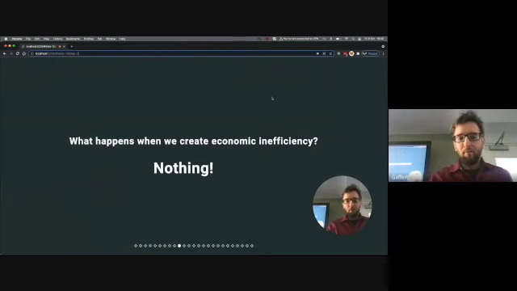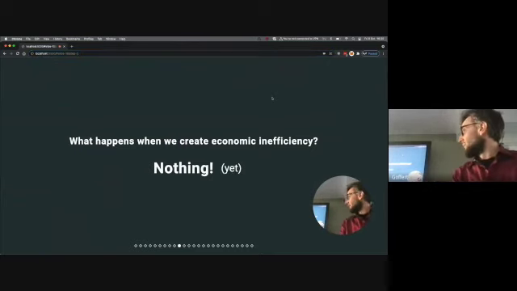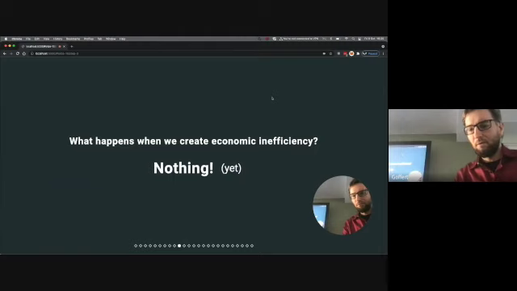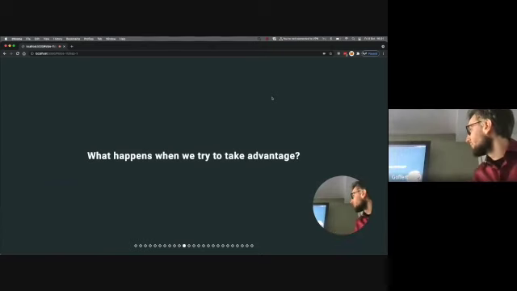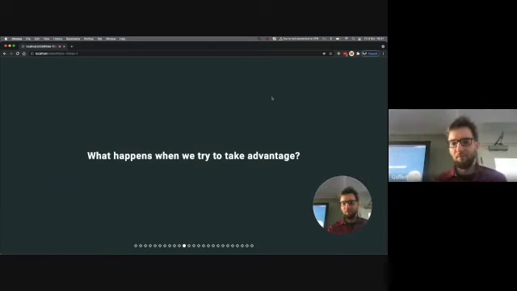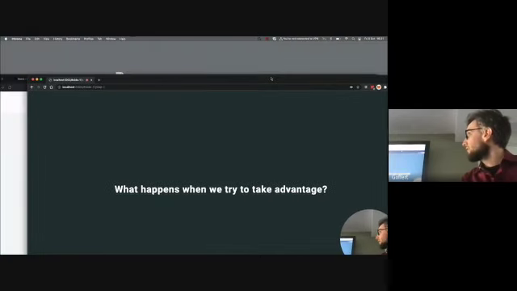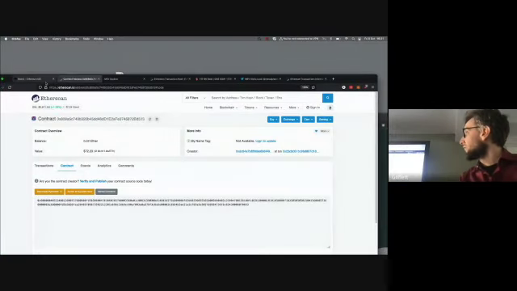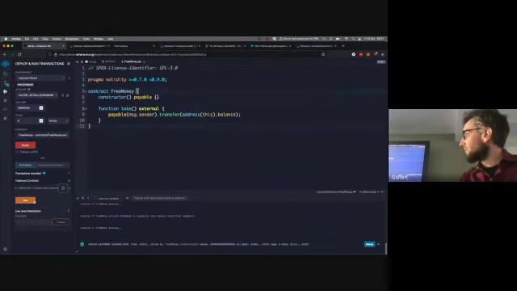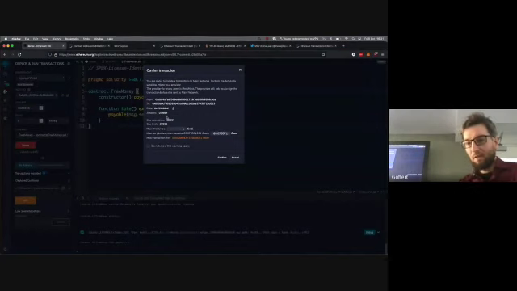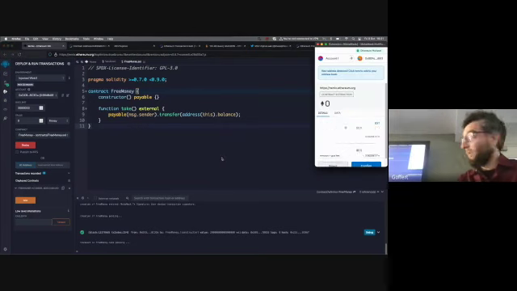So nobody took it, but maybe we just have to give people a hint what this contract actually does. So what's going to happen when we try and take advantage of this money? Now what we're going to do is we're going to try to actually take the money from the contract. So we're going to call the take function, and we are going to try and take the money.